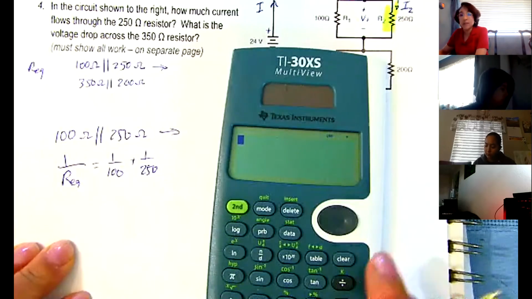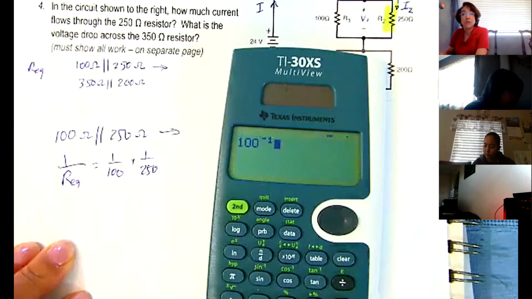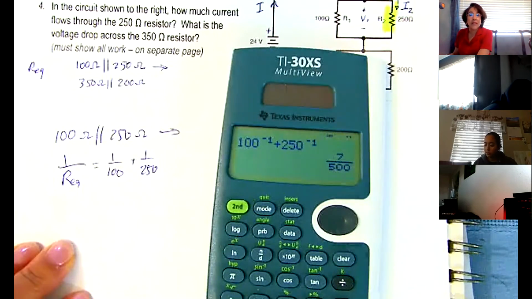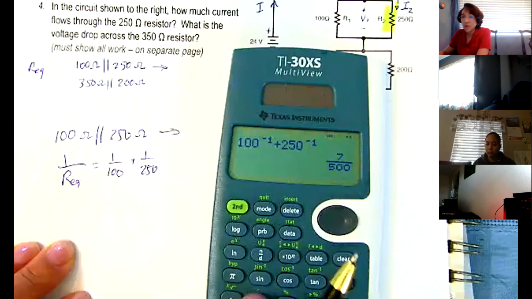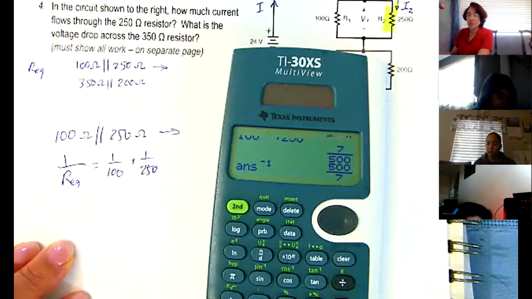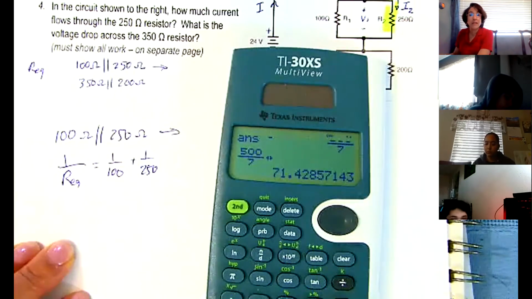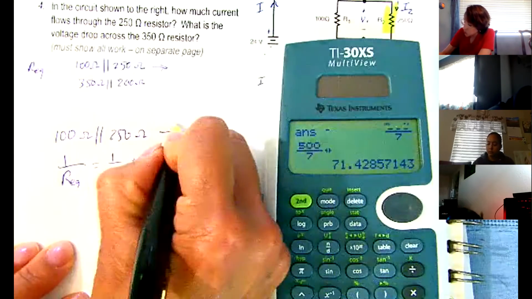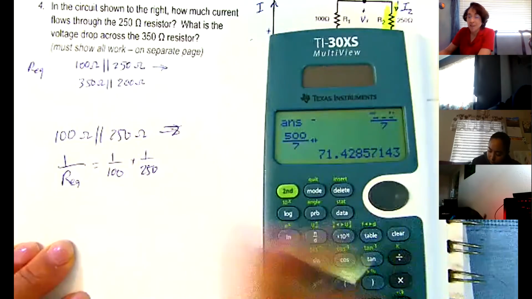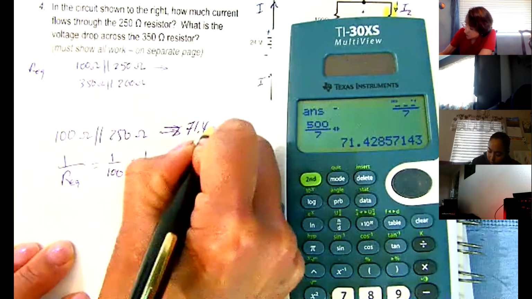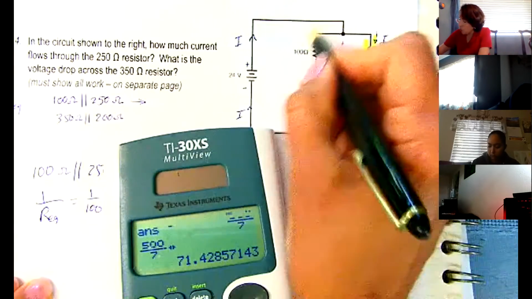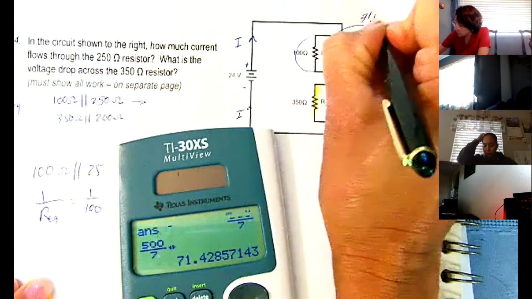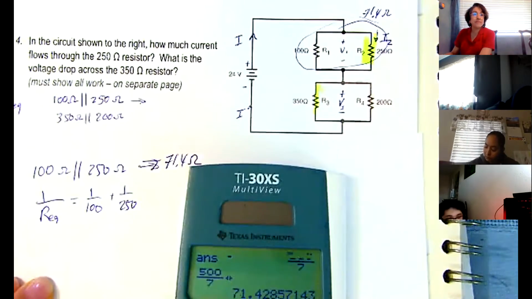So I want to know what that is. Let's clear that. 100, take the inverse of that, plus 250, take the inverse of that. I get 7 over 500. That's very nice. What's the inverse of that? Yeah, it's 500 over 7, which is 71.4. Okay, so we're going to say that those two is like a 71.4 ohm. So this whole thing right here looks like a 71.4 ohmer. Okay, muy bien.